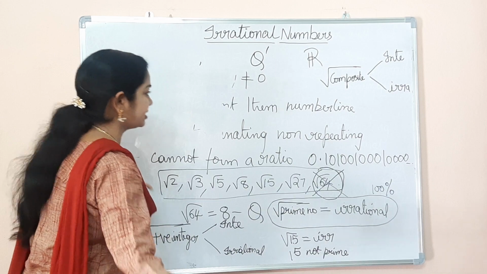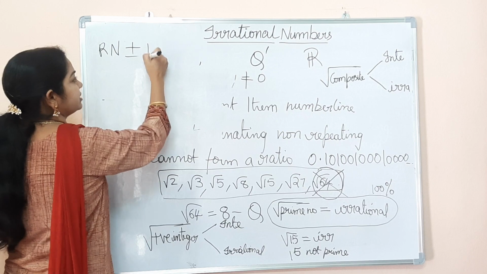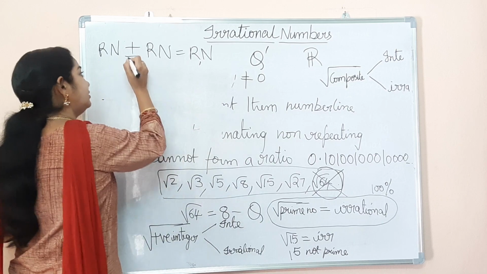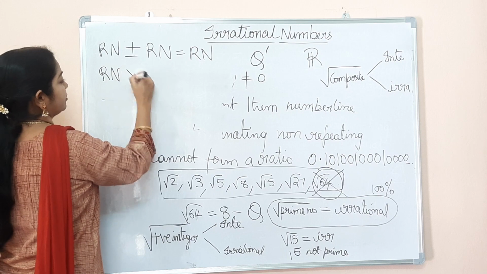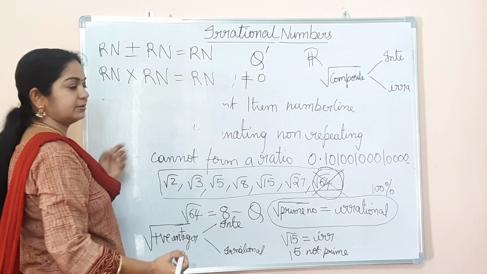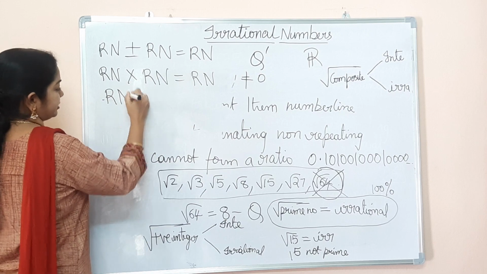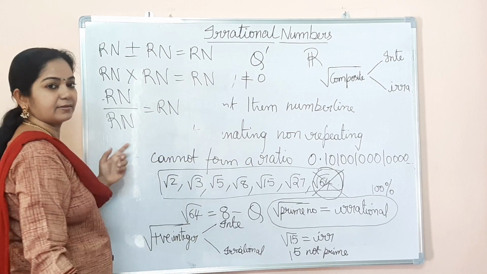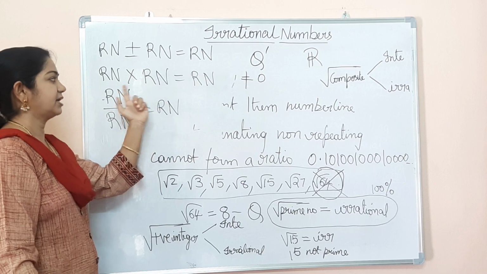Let us revise a few concepts. The sum of rational numbers is again a rational number. Even the difference is also a rational number. And the product of two rational numbers is a rational number. These are all things you have studied in your previous classes. When you divide, the quotient is also a rational number. The product, the quotient, the sum, the difference, everything with rational numbers is rational.